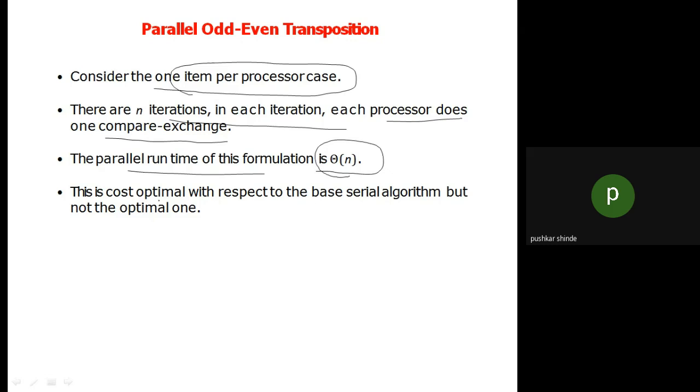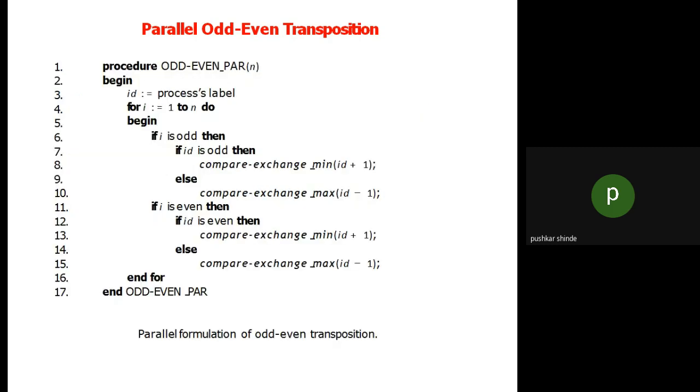This is cost optimal with respect to the base serial algorithm, but not the optimal one. If you take the base serial algorithm, that is bubble sort, then the parallel bubble sort using odd even transposition is cost optimal. But if you compare it with quick sort, it is not cost optimal. Okay. This is the odd even transposition.